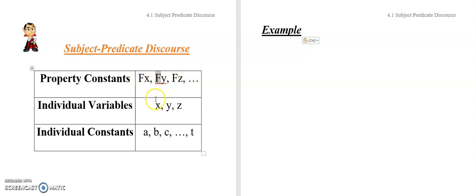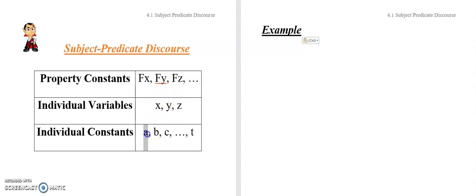Any capital letter appended with what I'm calling an individual variable. I'm going to explain this in a minute, okay? But you have a capital letter followed by a lowercase x, y, or z, okay? That's the basic idea. So you could have Gx, Gy, Gz, you could have capital A, little x, capital A, little y, okay? All of those are property constants, okay?